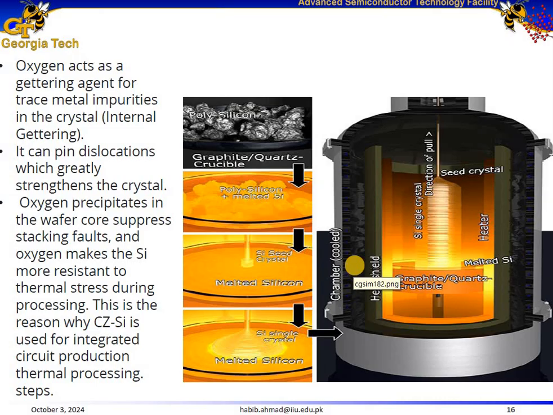So these points highlight the importance of oxygen in improving the mechanical properties and the thermal stability of Czochralski's grown silicon, making it ideal for semiconductor applications. So actually, the oxygen impurities in the Czochralski's grown silicon can go both ways. It can be useful and it could be counterproductive as well, depending on the application.